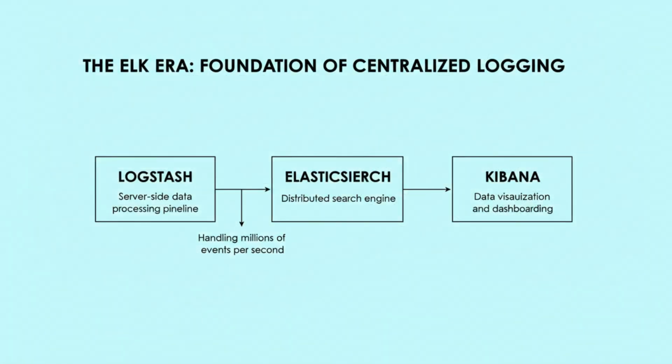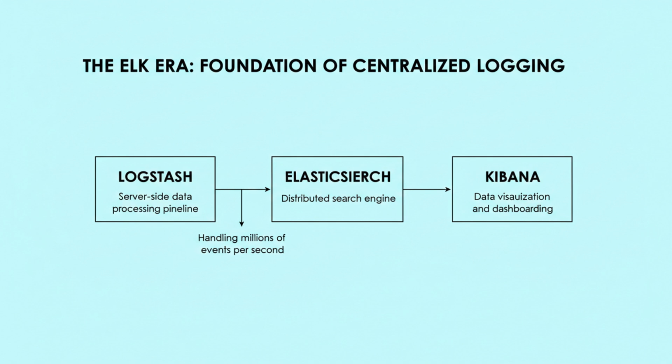The ELK stack, Elasticsearch, Logstash, and Kibana, represented a revolution in how we handled data. Before ELK, searching through local logs on dozens of servers was a manual nightmare. Logstash acted as the heavy lifter, ingesting data, transforming it, and shipping it to Elasticsearch for indexing. Kibana then gave us a powerful UI to visualize that data.